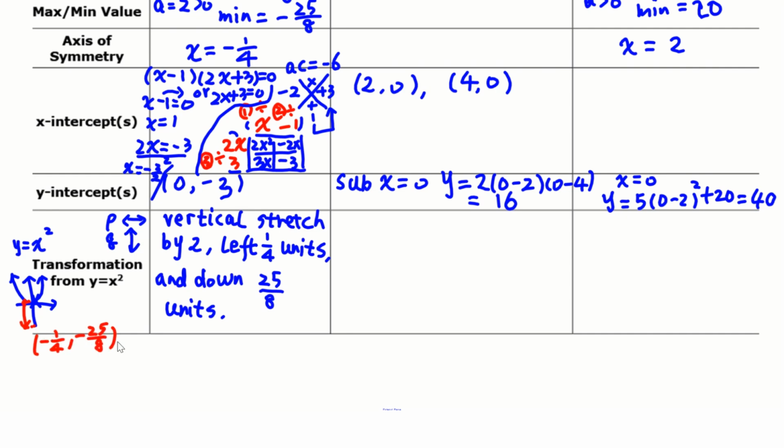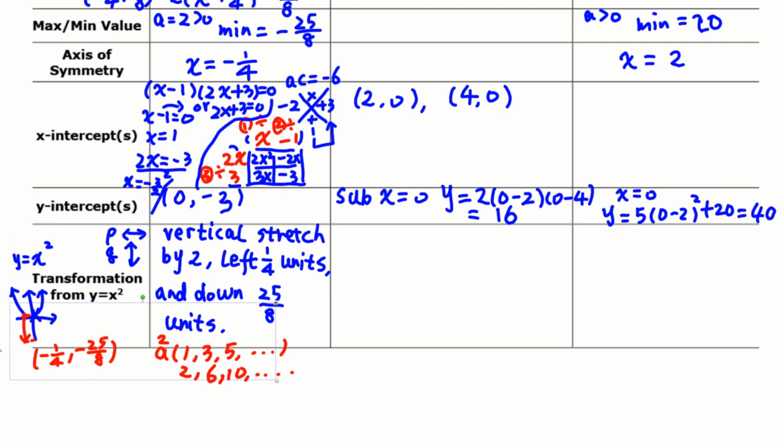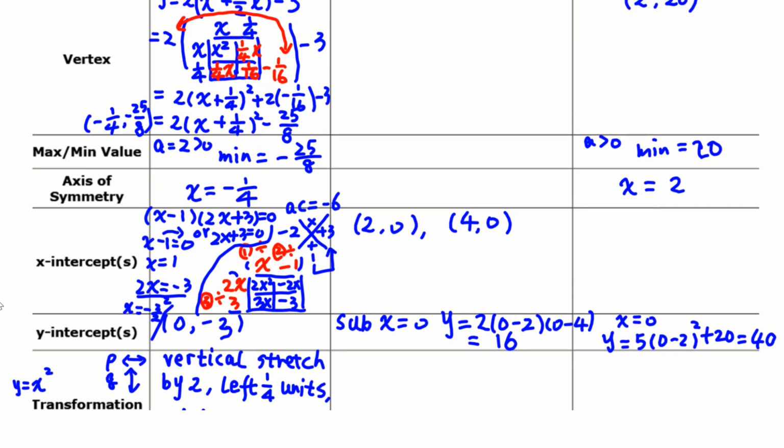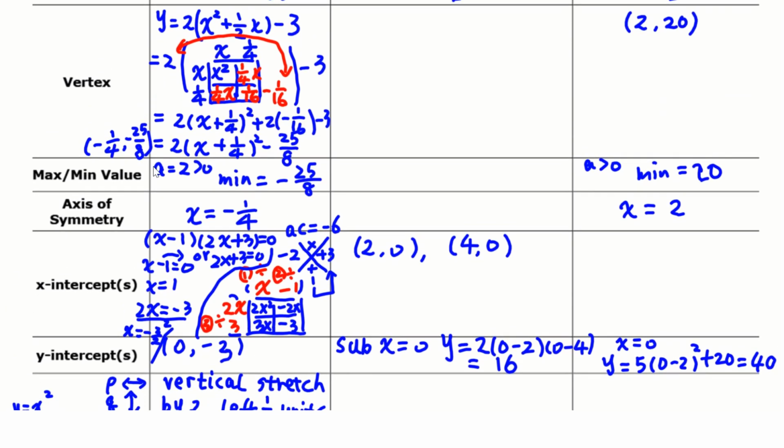Then the stretch means the step pattern is a times 1, 3, 5. So it's 2 times 1, 3, 5. It means right one up 2, right one up 6, right one up 10, then continue. So that is, for standard form, how to find the vertex, the x-intercept, and the y-intercept.